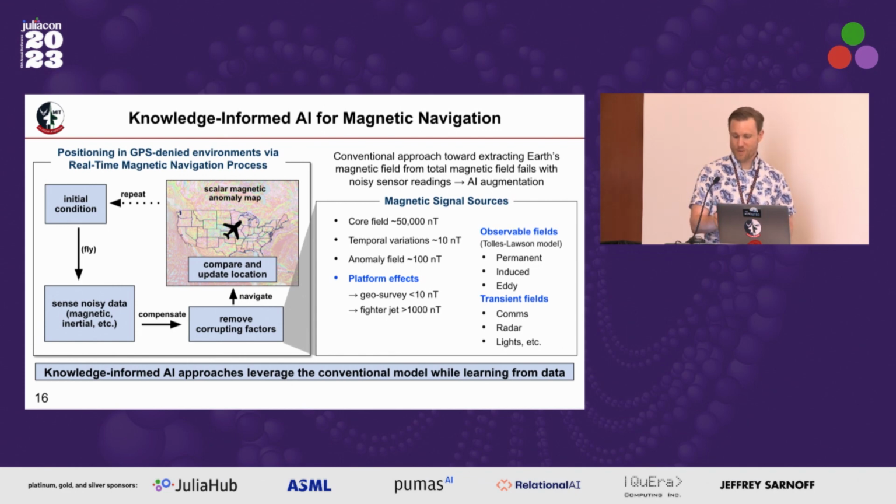So we have the permanent and the induced and the eddy fields. They're like vector components. If the plane flies over sort of a magnetic mountain, it'll induce like a larger field in the plane, and we can understand that just by looking at the map.